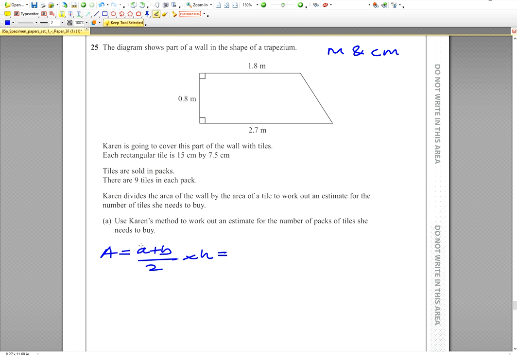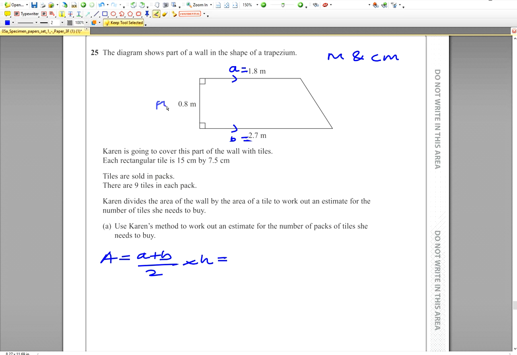Okay, we're happy with the formula. Now a and b are your parallel sides, so it doesn't matter which one you label a or b. I'm going to label the top one as my a, and the bottom one as my b. I'm going to label the 0.8 as my h. It's your height. I have 5 marks for this question. Okay, so we got our height.